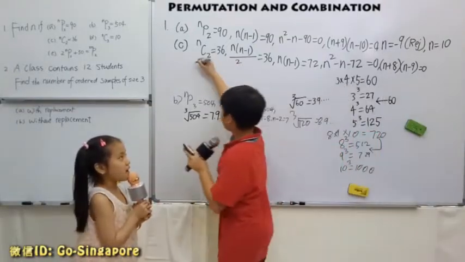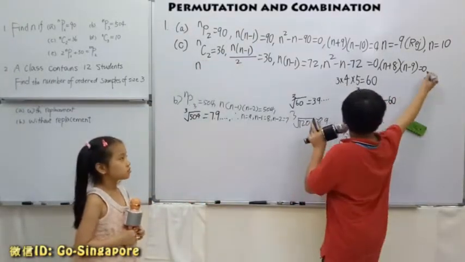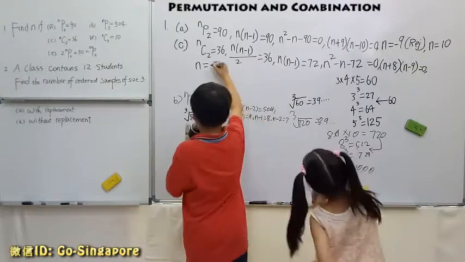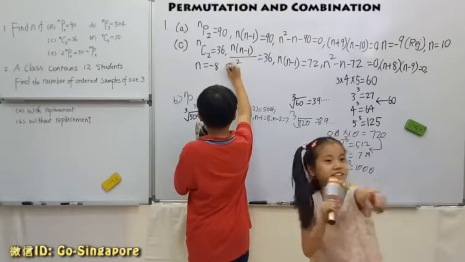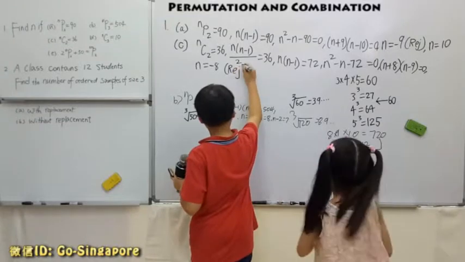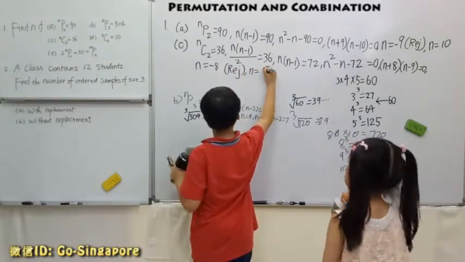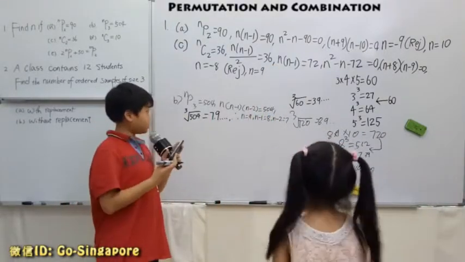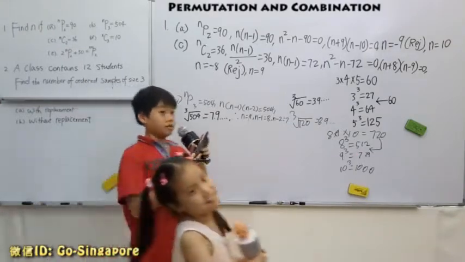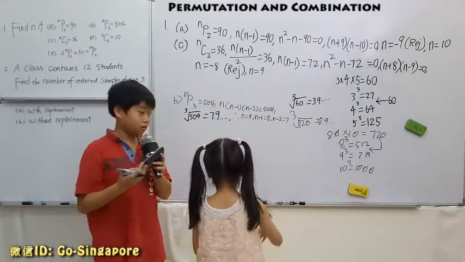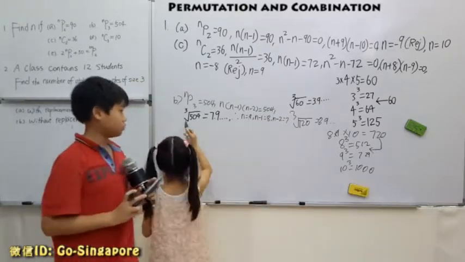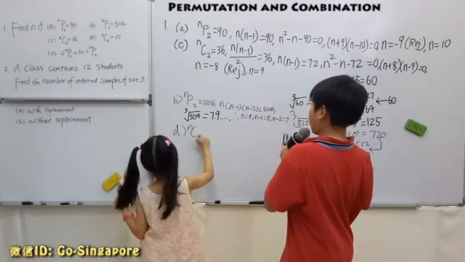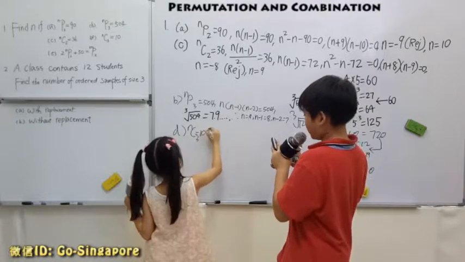Erase everything. So for this n, what can it be? So one of the answers is negative 8, right? Reject. No negative. And then what about the other? 9. Yes, it is a 9, right? Okay, so we've solved it for part C, correct? Okay, now part D. Okay, so part D, there's the n choose 3, right?